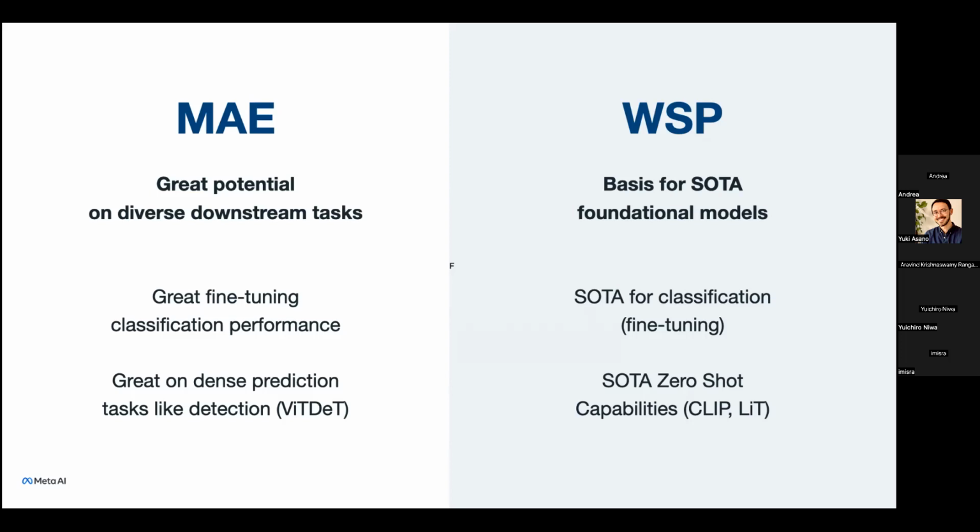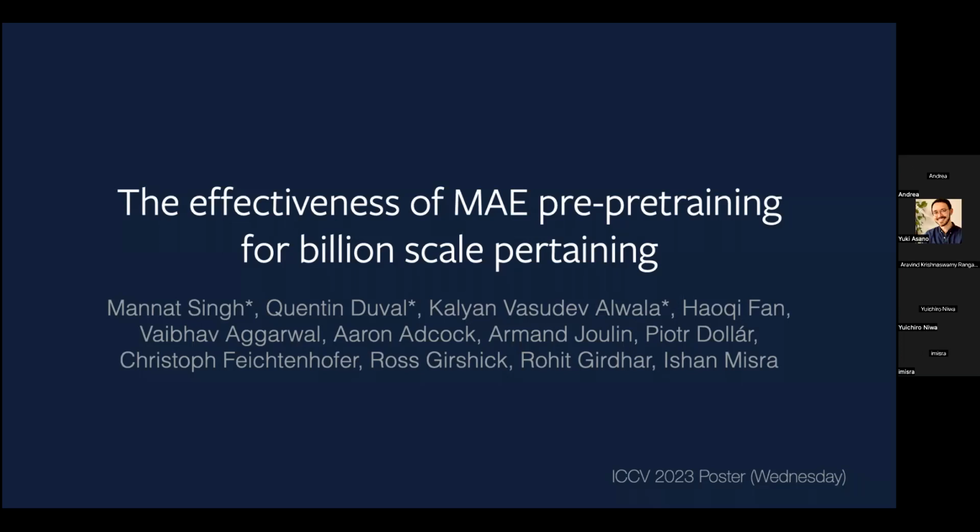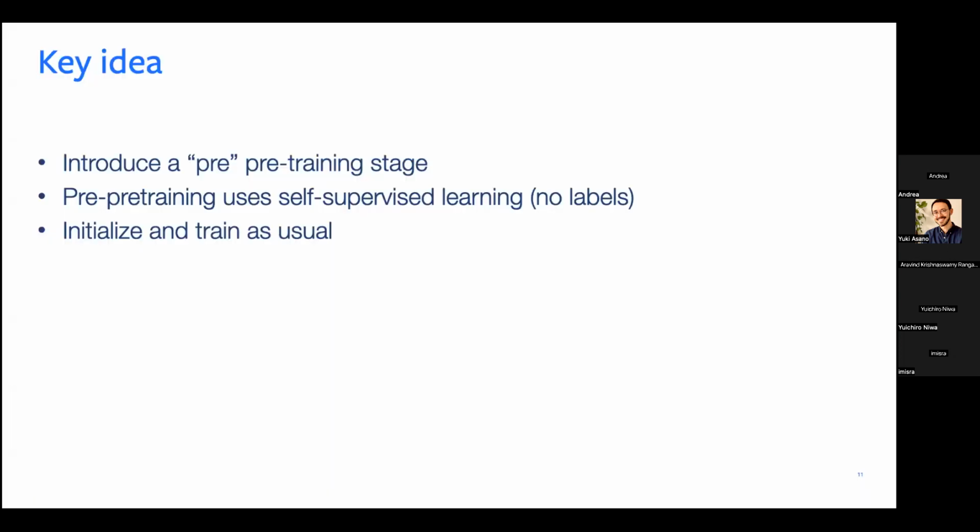In one of these works, which we'll present on Wednesday at ICCV, we have a paper called the effectiveness of MAE pre-training for billion-scale pre-training. The idea is very, very simple. We introduce a simple pre-training stage that uses self-supervised learning, and then we follow it up with the standard pre-training stage, which is your standard weakly supervised learning. So in the first pre-training stage, you do something like MAE and learn these representations.